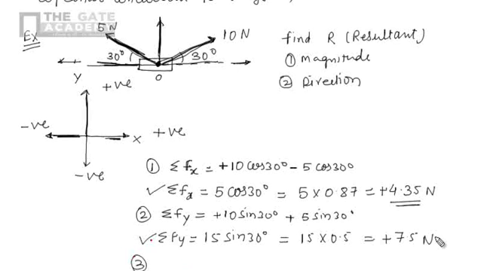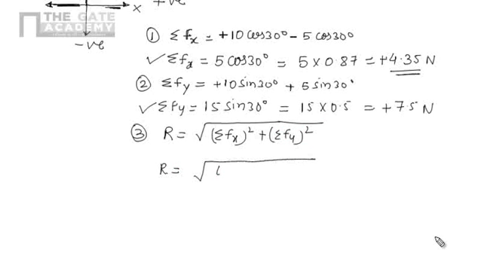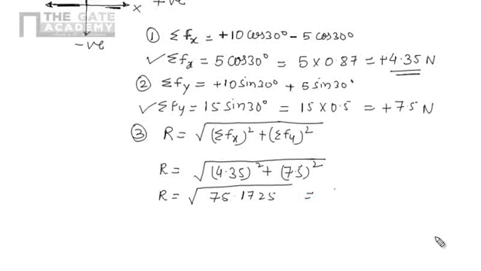For the third step, we find the resultant R, which is the square root of summation of Fx squared plus summation of Fy squared. Summation of Fx is 4.35, squared, plus summation of Fy, which is 7.5, squared. Our resultant will be the square root of 75.1725, which comes to 8.67 Newton. In this way we can easily calculate the resultant R.